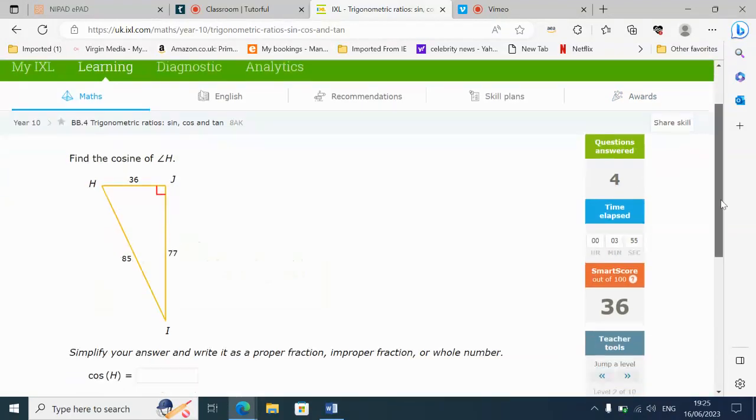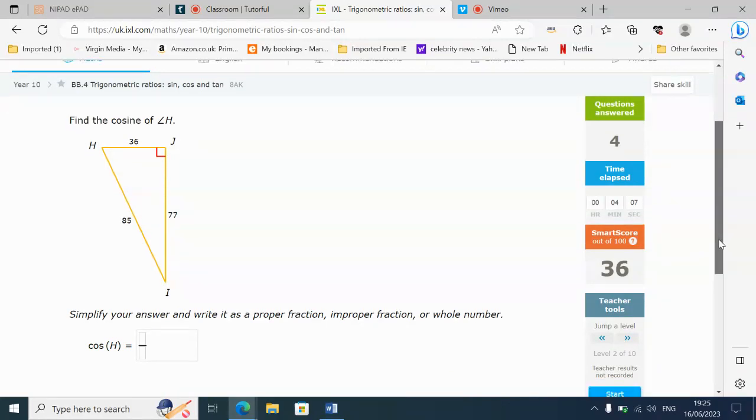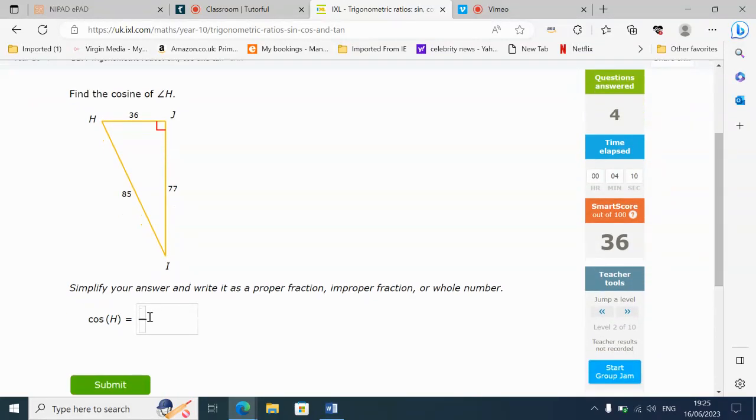Well done. Okay, and now we've got cos. How do you work cos out? Cos is adjacent over hypotenuse. Okay, walk me through it. So adjacent here would be 36, and hypotenuse would be 85. Okay, and can we simplify this?